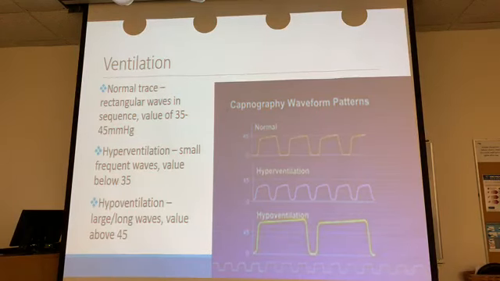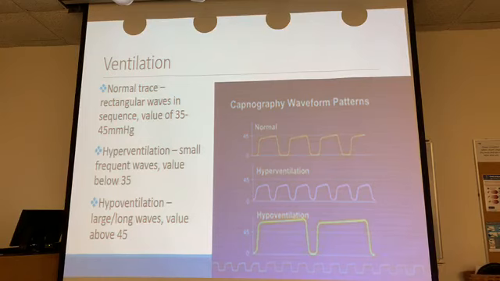So ventilation. That's what a normal capnograph should look like. It should have rectangular waves. The normal value is between 35 to 45. This is kind of washed out, but this is a normal capnography waveform, right?